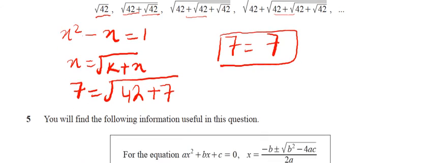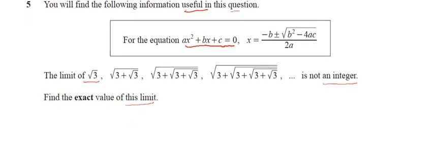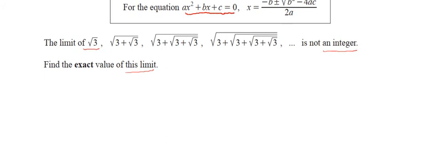In problem 5, we are asked: you will find the following information useful for this question. So we are given information. We have a quadratic equation and the solution for the quadratic equation, that is minus b plus or minus square root of b squared minus 4ac, divided by 2a. We have the limit of the x for this sequence is not an integer. Find the exact value of this limit. So we have to use the previous expression that we wrote earlier, that is x.